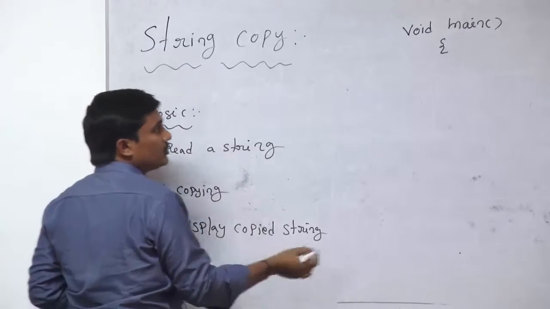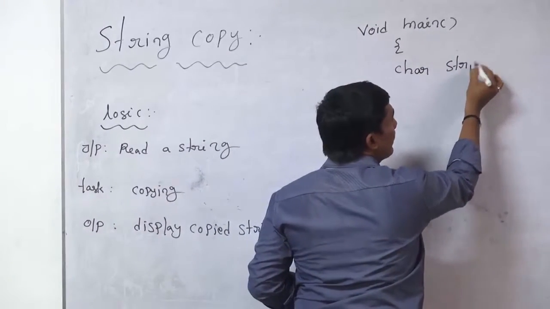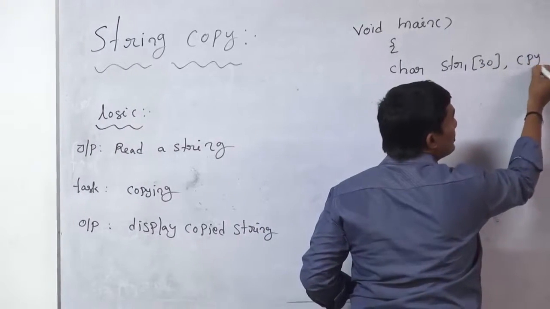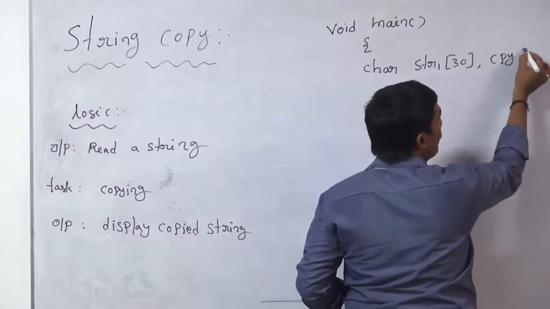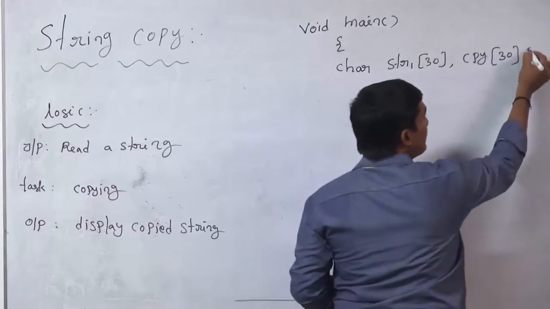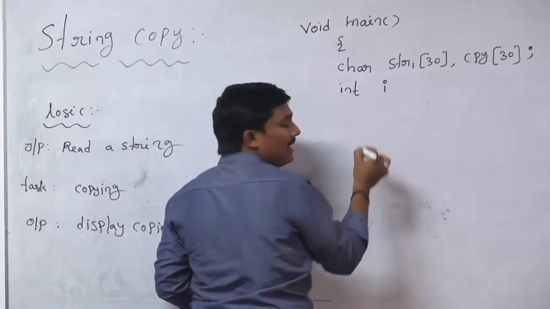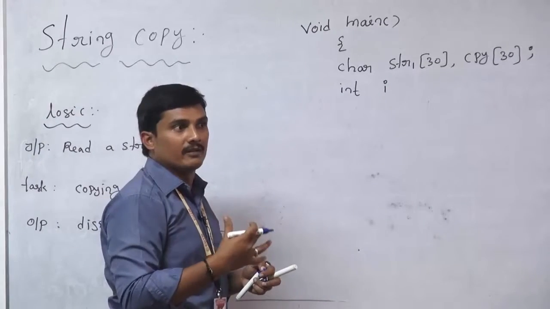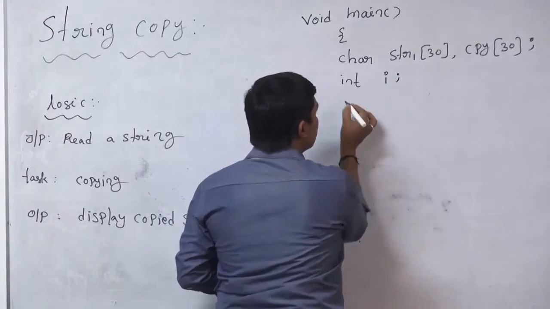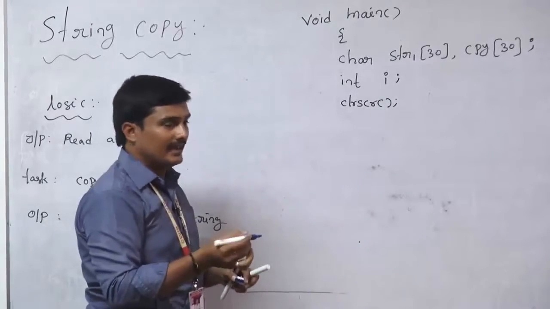2 strings. So let's take char str1 of 30. This is your original string. Next, your copied string. Let's take it as cpy of 30. I am going to copy to this. Anything more regarding character? In the integer case, I required i in the process of copying. In the logic, are we using any other things? No. So only i. Next, as usual, you can add your predefined functions CLR, SCR.